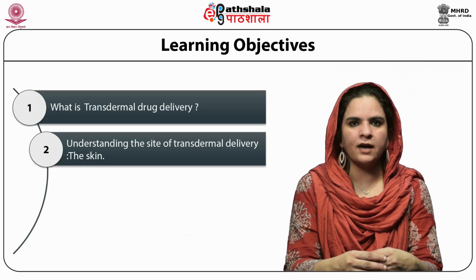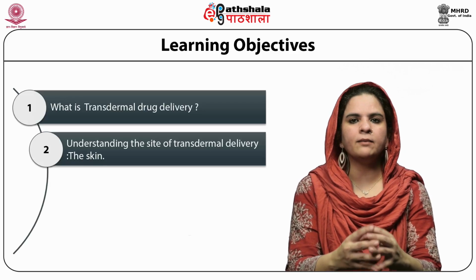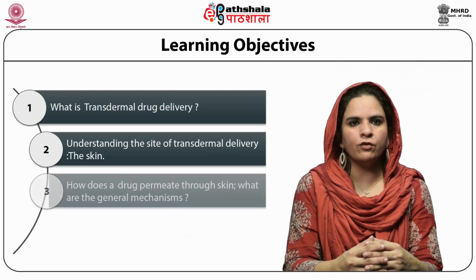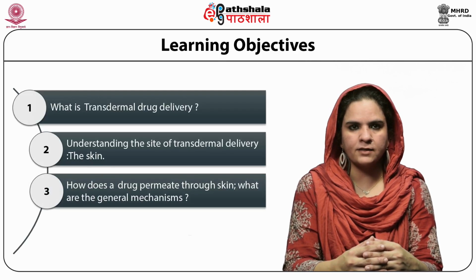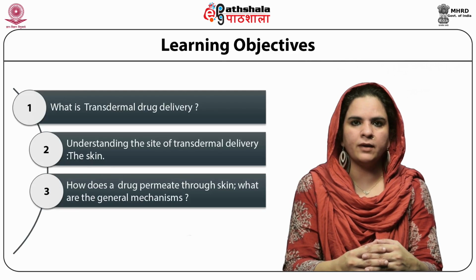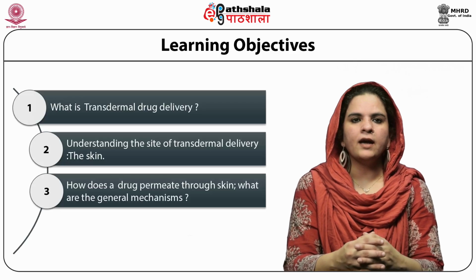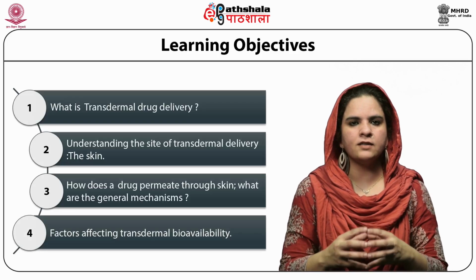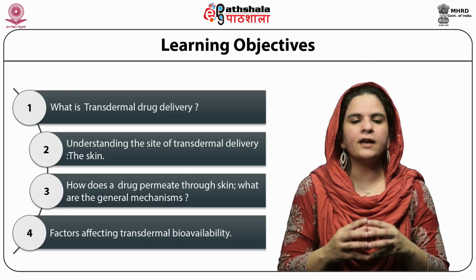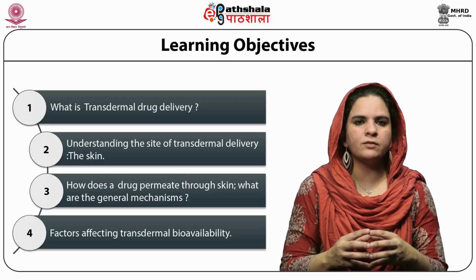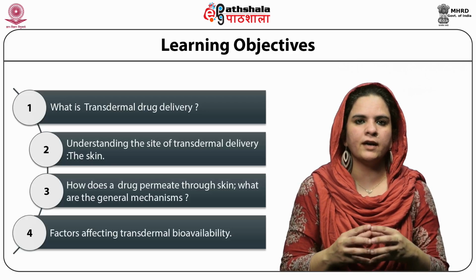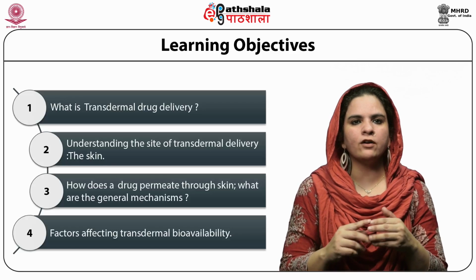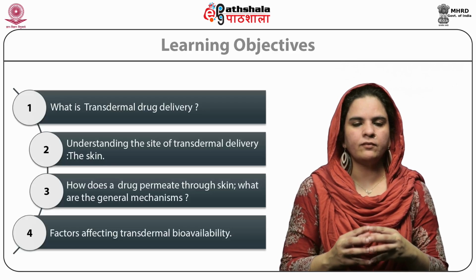We'll try to understand the anatomy and the biochemical aspects of the skin. Later on, we will focus on the various mechanisms which are used for drug permeation through the skin. Towards the end of the module, we will highlight the factors of transdermal bioavailability. There are a gamut of factors which are responsible for the availability of the drug through the transdermal route. Therefore, we'll try to understand each one of these factors one by one.